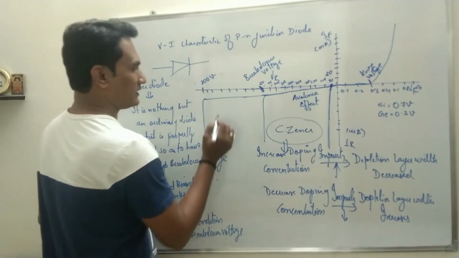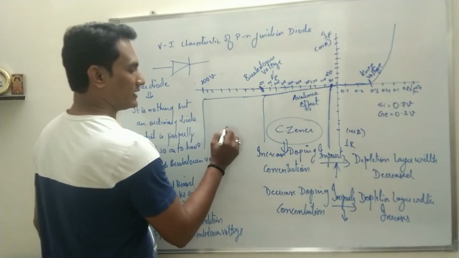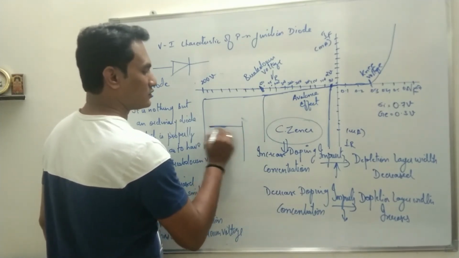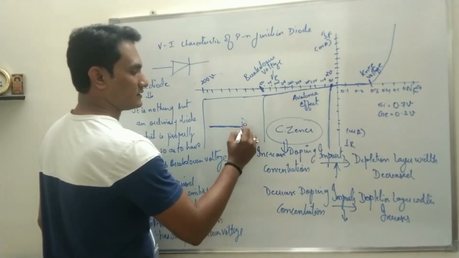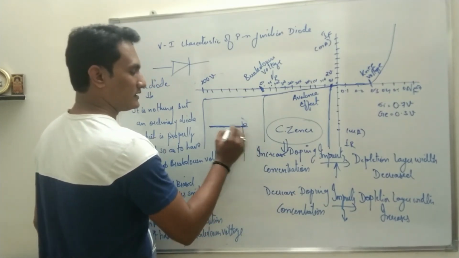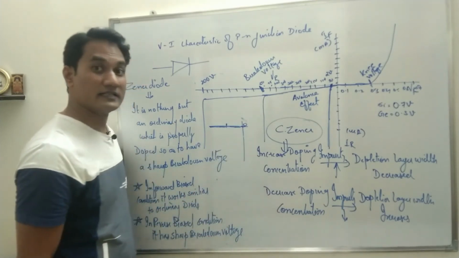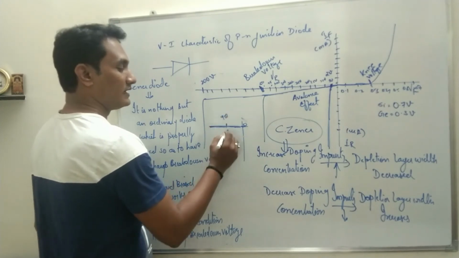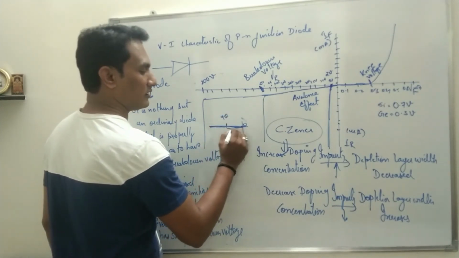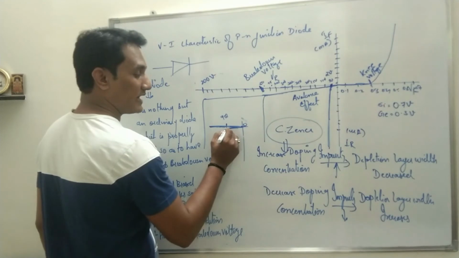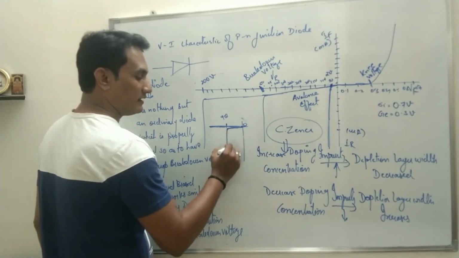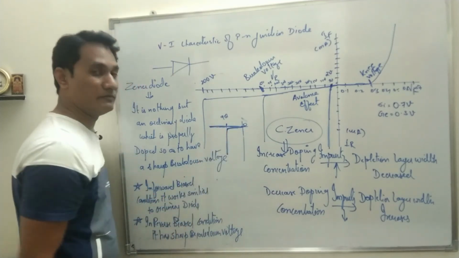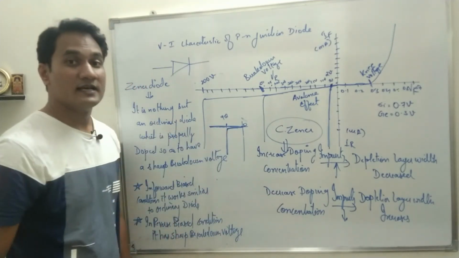Okay, so I'll give you one more example so that you can understand that. Say this is the reverse characteristic. This is the 0 mark, this is the third quadrant. Say we want a Zener diode of say 9 volt. Till 9 volt there will be very negligible current, but at 9 volt there will be a sharp increase in the current. If such a diode can be designed, that type of diode will be called a Zener diode.